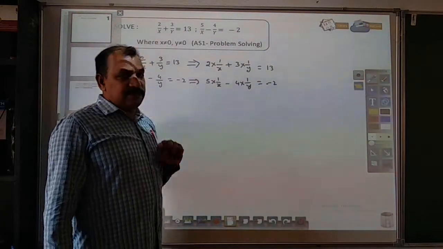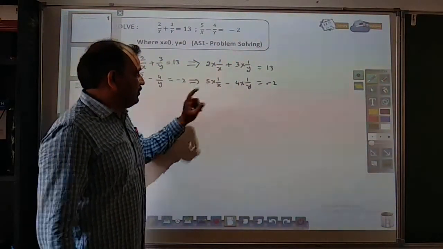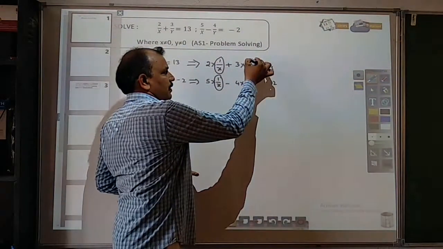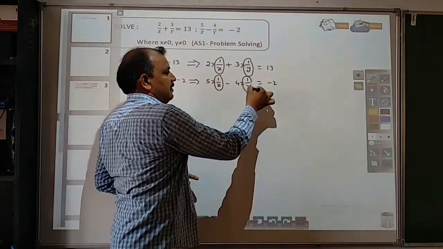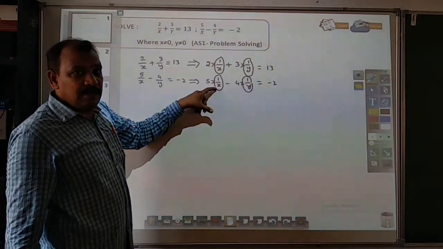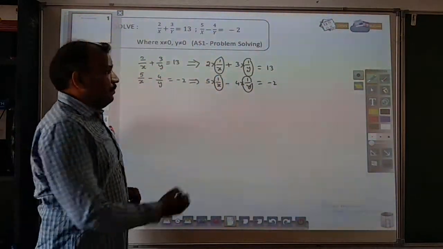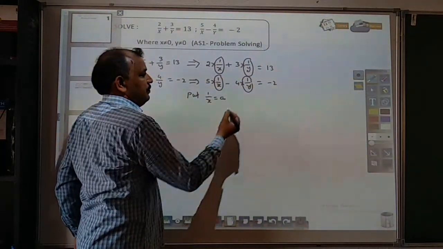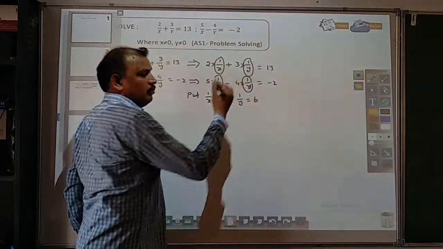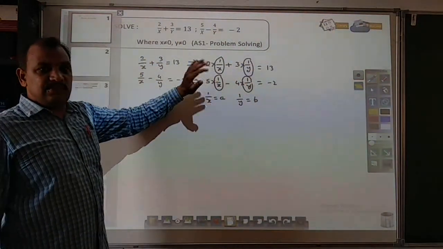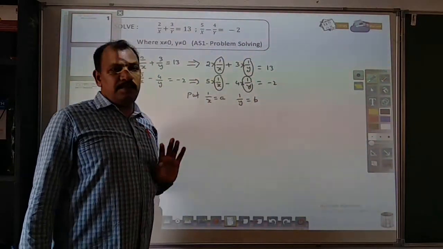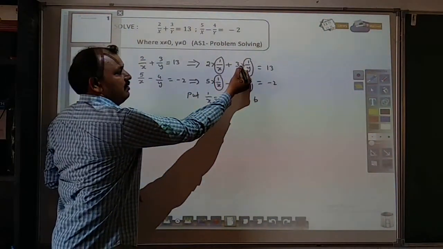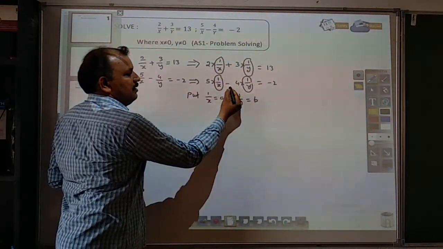Let's observe the two equations. In these two, 1 by x and 1 by x is there. Here 1 by y and 1 by y is there. So let it be, take other variables: 1 by x is equal to a, 1 by y is equal to b. These two equations change into a, b variables. Then these two equations can be written as 2 into a plus 3 into b, 5 into a minus 4 into b.